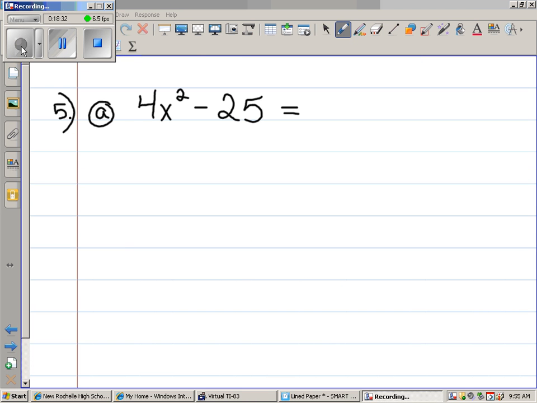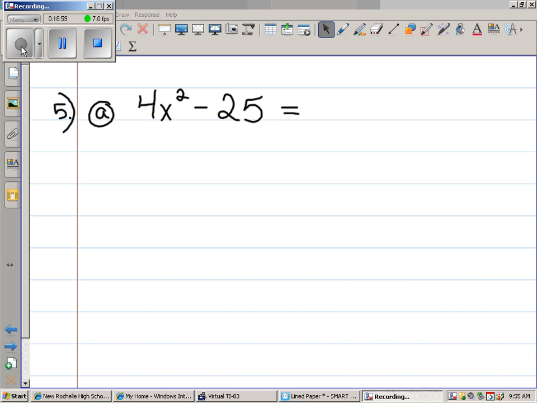4x squared minus 25. Ooh, yet another type of factoring. This is a very famous example. Sometimes some teachers call them dots. Do you notice how it's only 2 terms? Is there a GCF that you can take out of them? You're always checking to see that. No GCF that you could take out. It's only 2 terms and subtraction is in between.